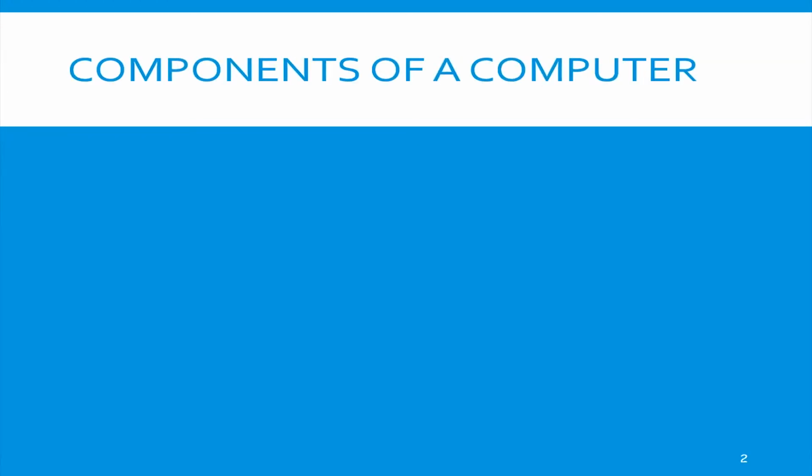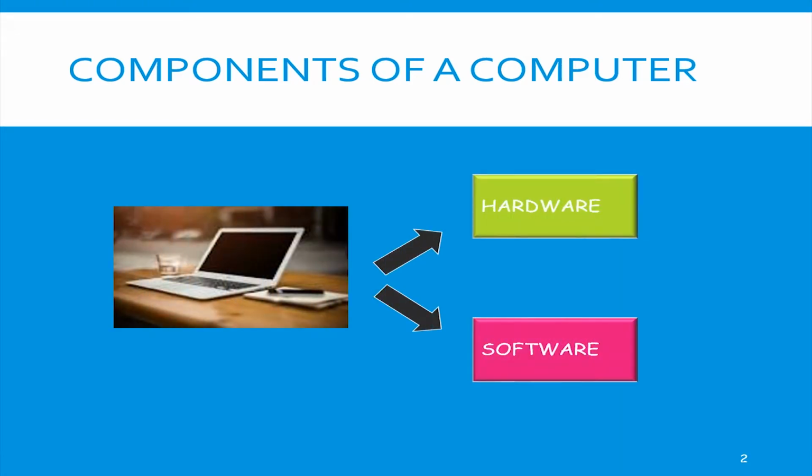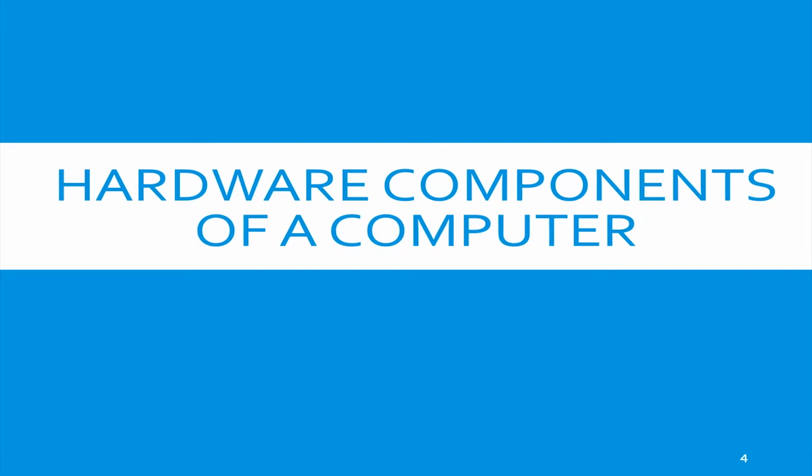The components of a computer are hardware and software. Hardware is any part of the computer that has a physical structure, such as the computer monitor or keyboard. We can touch it. Software, on the other hand, is a set of instructions that tells the hardware what to do. It guides the hardware and tells it how to accomplish each task.